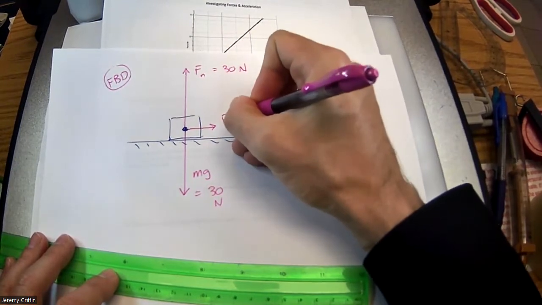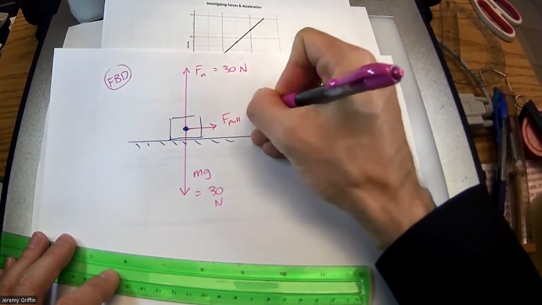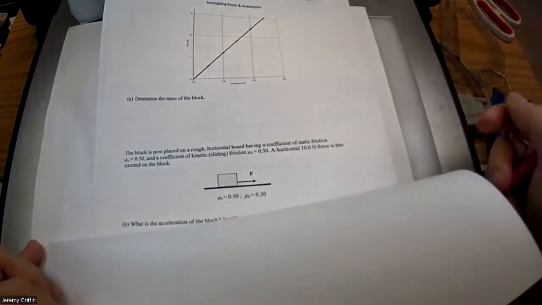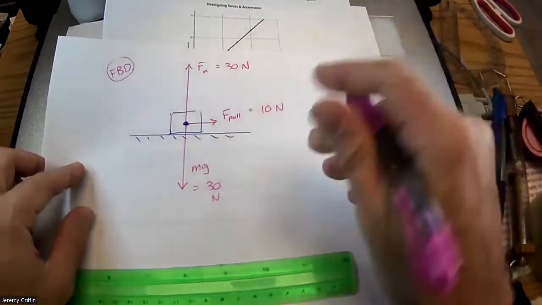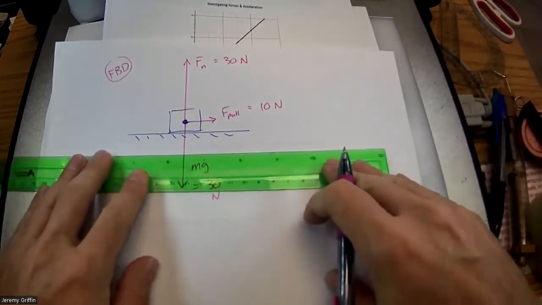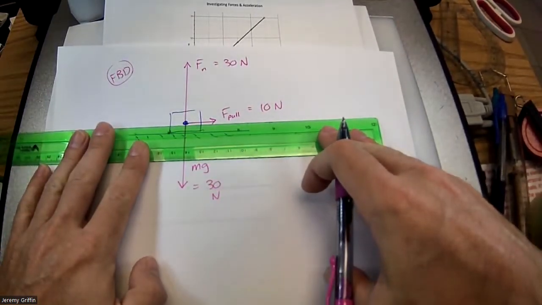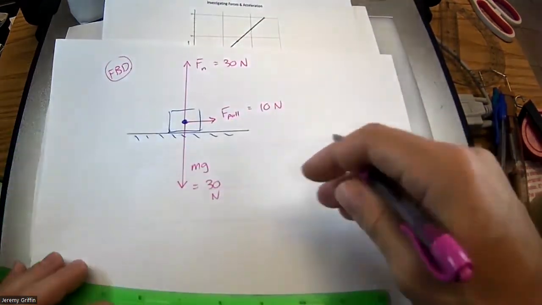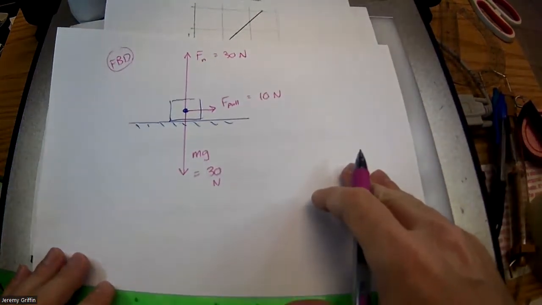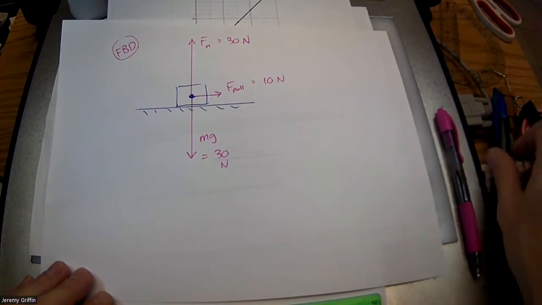So F pull is 10 newtons. What is the maximum static friction force that it could possibly build up to?